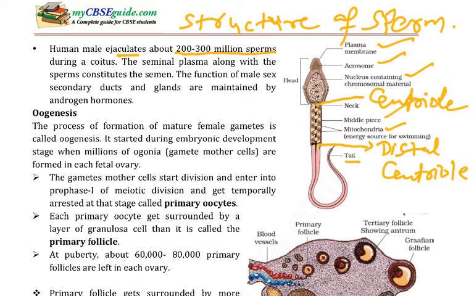To make fertilization possible, a large number of sperms are released, as you have already seen that a large number of pollen grains are released because a number of them are lost or not viable. The same is the case here. So this function of the male development is maintained by the male hormones that are called androgen hormones.